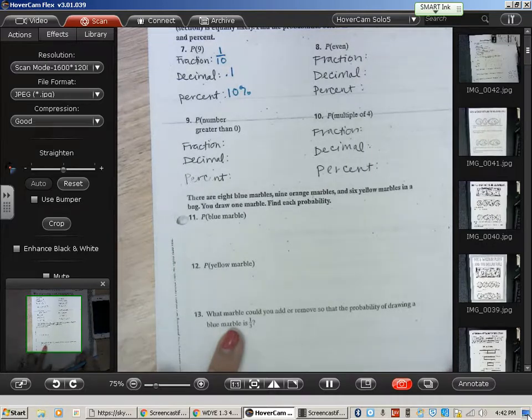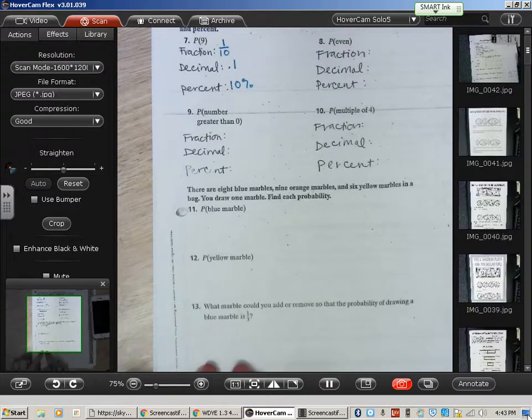Number 13 is a little bit more challenging. For this one, you're going to think about what would you need to do so that blue marbles made up 1/3 of the bag. What I want you to remember, so you can either add or remove, but if you do that, you're changing the total of that color, but you're also changing the total of the whole bag. So make sure you pay attention to this one. Good luck with this one. I do expect you to try your best on this problem.